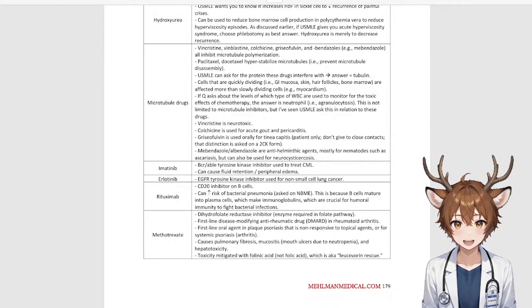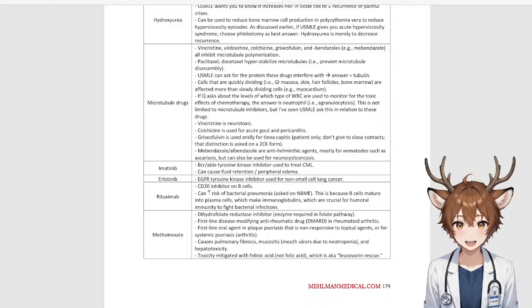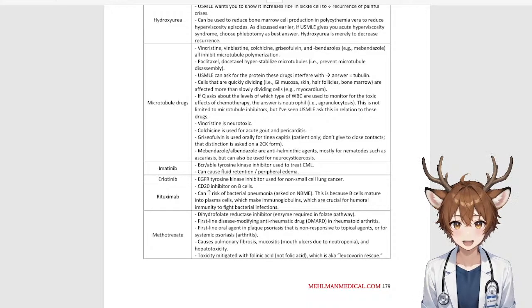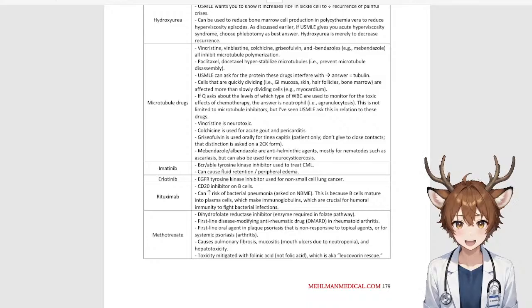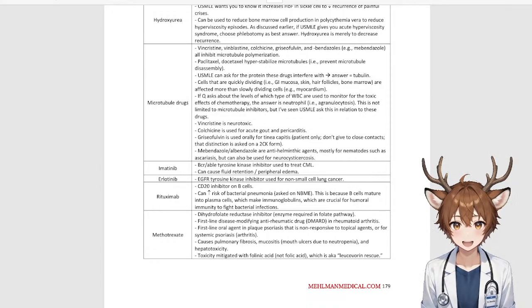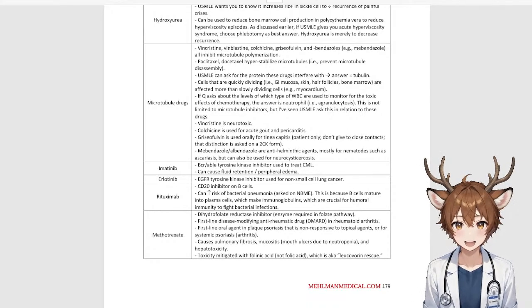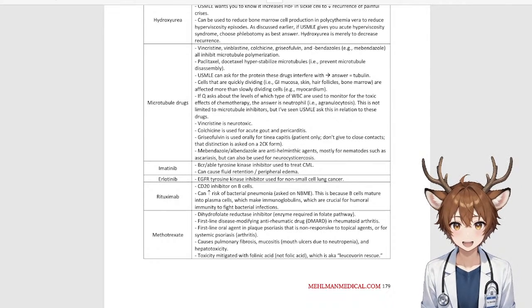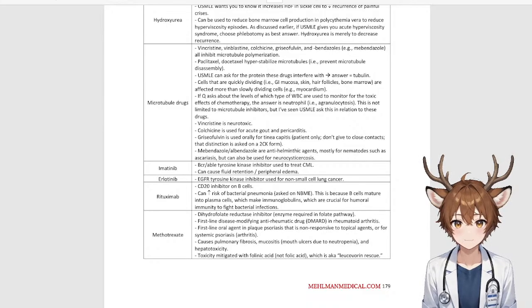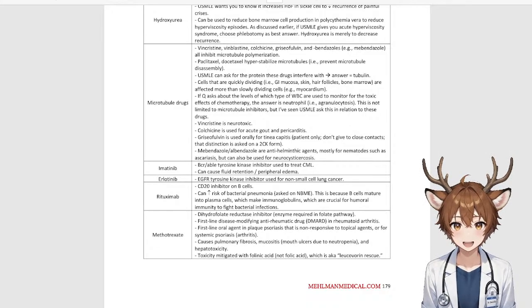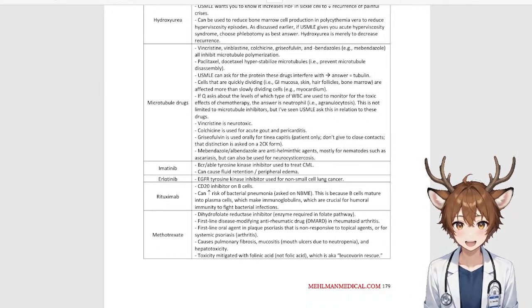Imatinib, BCR-ABL tyrosine kinase inhibitor used to treat CML, can cause fluid retention or peripheral edema. Erlotinib, EGFR tyrosine kinase inhibitor used for non-small cell lung cancer. Rituximab, CD20 inhibitor on B cells, can elevate the risk of bacterial pneumonia, asked on NBME, which is because B cells mature into plasma cells, which make immunoglobulins, which are crucial for humoral immunity to fight bacterial infections.